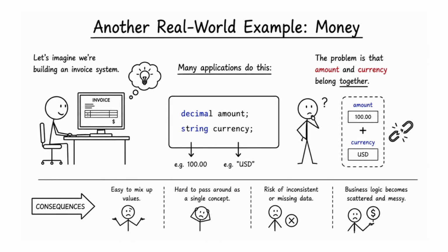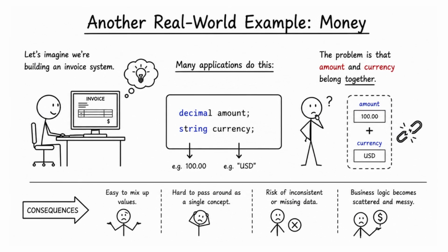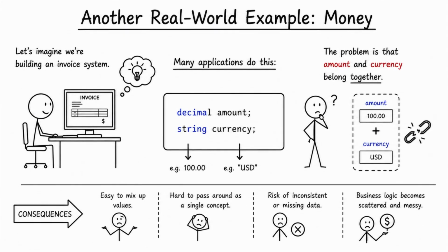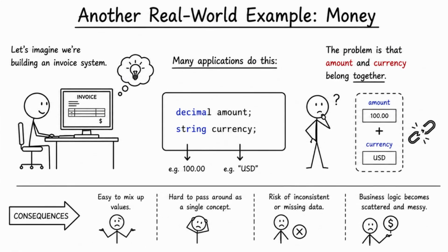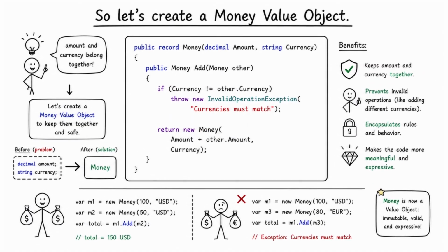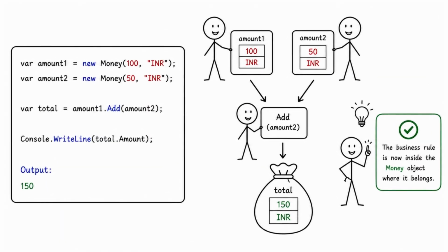Another real-world example, money. Let's imagine we are building an invoice system. Many applications do this: decimal amount, string currency. The problem is that amount and currency belong together. Let's create a money value object. You can see it in the example. And also, this is the usage. The business rules are now inside the money object where they belong.